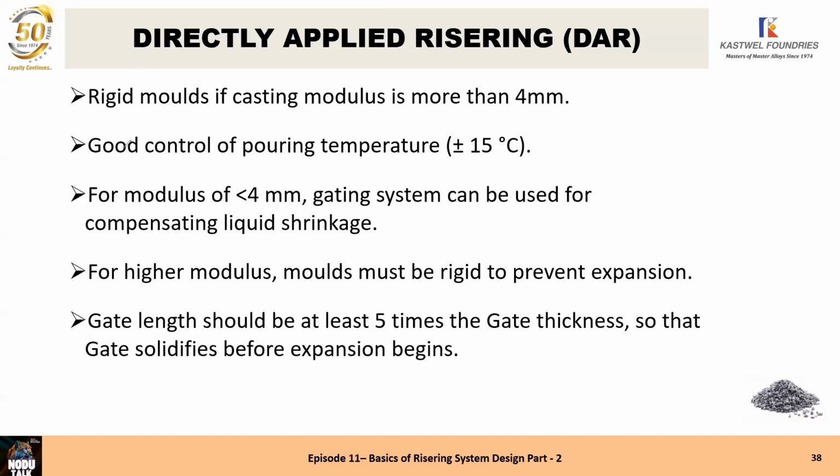For higher modulus, molds must be rigid to prevent expansion. Gate length should be at least 5 times the gate thickness so that the gate solidifies before expansion begins. We want to isolate the gating system from the casting, and therefore the gate must isolate the gating system from the casting.